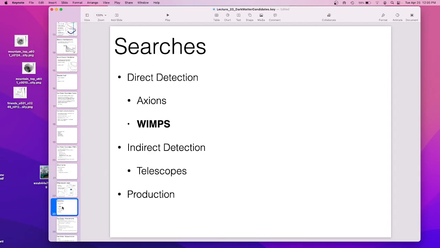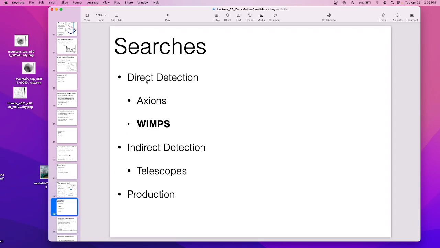Okay, so machos, totally ruled out. Axions, not ruled out. WIMPs, not ruled out. Curvature perturbations, pretty well ruled out.